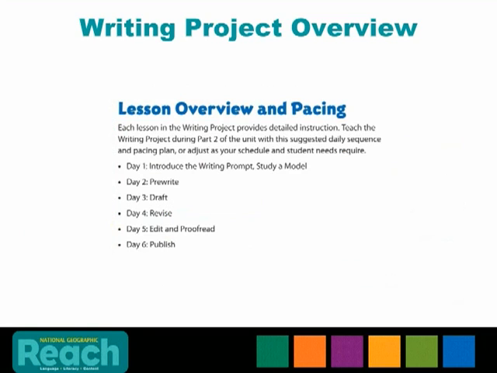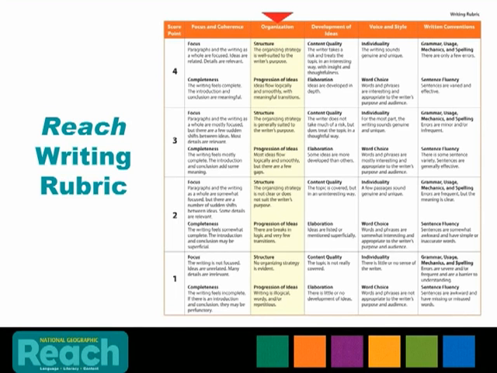Each writing project also maps out the lesson overview and suggested pacing for all steps of the writing process. Remember, the writing project is not meant to be taught at the end of a unit, even though that's where it's found in the teacher's edition. It will be referenced as part of the daily writing lesson in Part 2 of each unit. The REACH writing rubric will be used to score each student's projects on all traits, but as you can see on this rubric, the focus for instruction in this unit is organization.